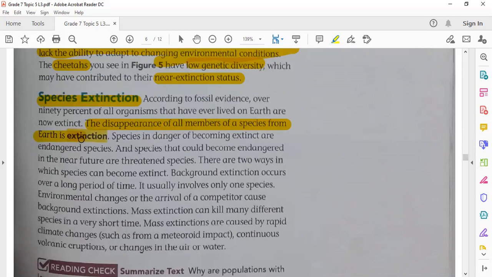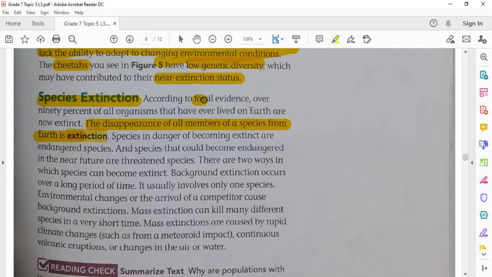Suppose, just as an example, that extinction happens to cats. That means all cats on Earth will disappear. The disappearance of all members of a species from Earth is extinction. Okay, according to fossil evidence or to footprints, do you know what fossils are?